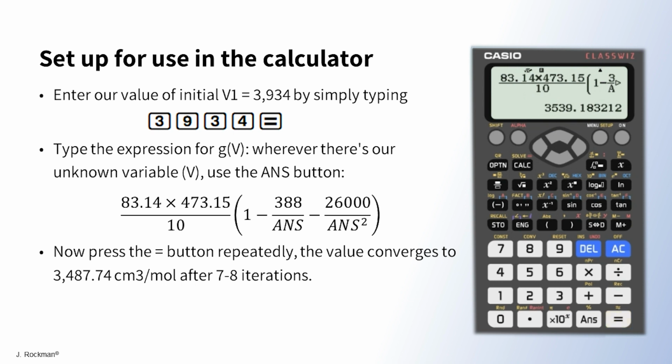Now press repeatedly the equals button so that each time ANS is updated according to the expression given by g of V. After pressing the equals button a few, actually more than 7 times, the value of ANS converges to 3,487.74. And this is our final solution for V.